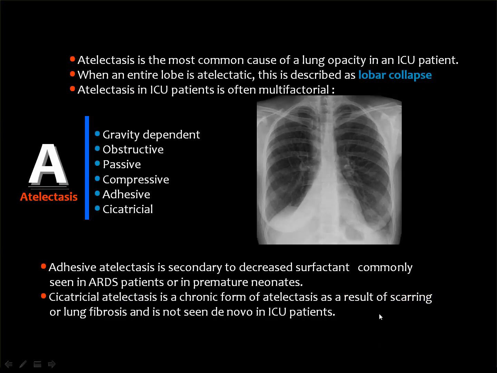We start first with atelectasis. Atelectasis is the most common cause of lung opacity in ICU patients. If the atelectasis involves part of the lobe, it is known as atelectasis. If it affects a whole lobe, it is known as lobar collapse. And atelectasis in the ICU patient may be due to gravity dependency, obstructive atelectasis, passive atelectasis, compressive, adhesive, and cicatricial. Adhesive atelectasis is commonly secondary to decreased surfactant and commonly seen in patients with acute respiratory distress syndrome, while cicatricial atelectasis is a chronic form resulting from scarring in the lung, possibly due to previous infection.